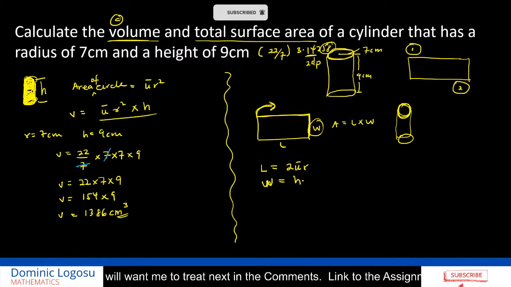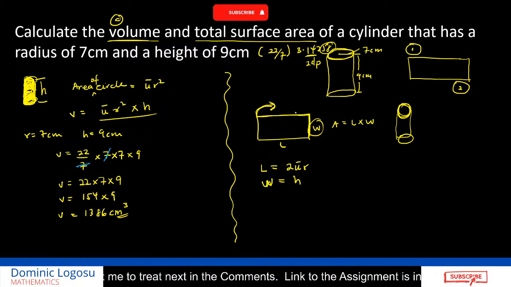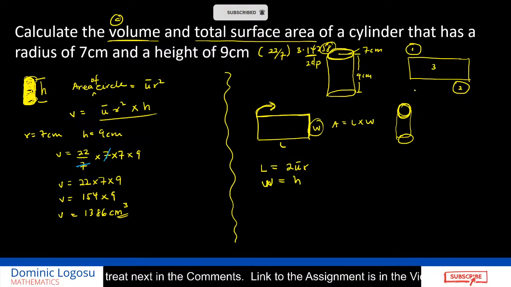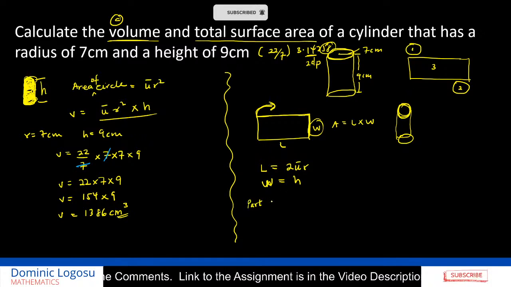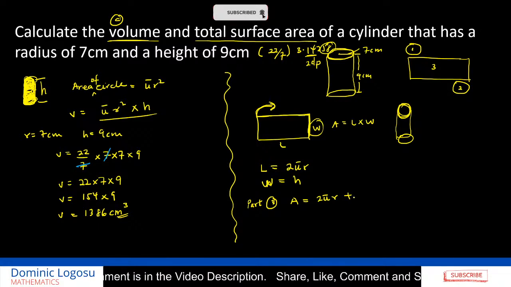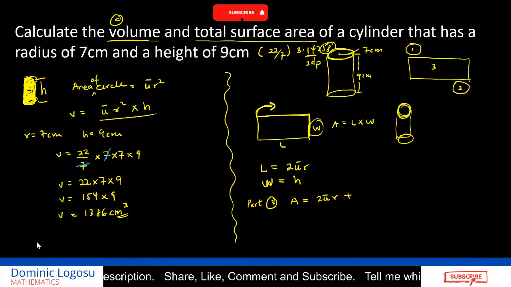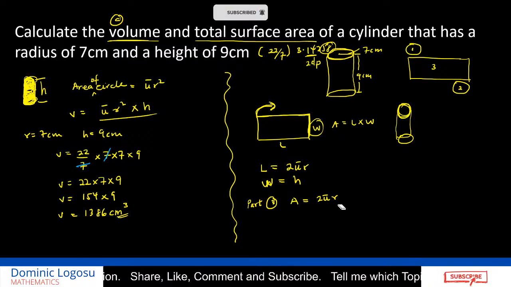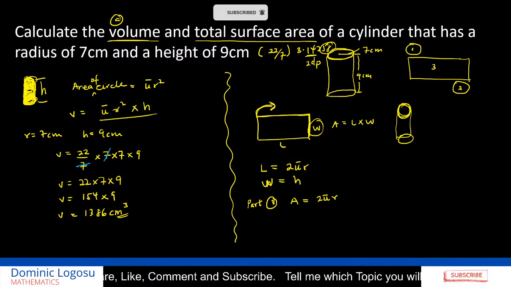So once we've established these two, remember we are going to be solving this in three parts. We want to start with part 3. Part 3 is the rectangle. So to find the area is going to be what? 2 pi r plus, is it plus? No, times h, because it is length times width, not plus h. So we'll clean that and then move to times h.